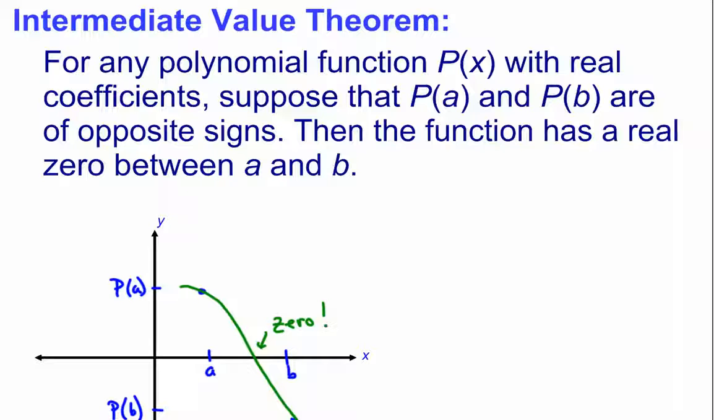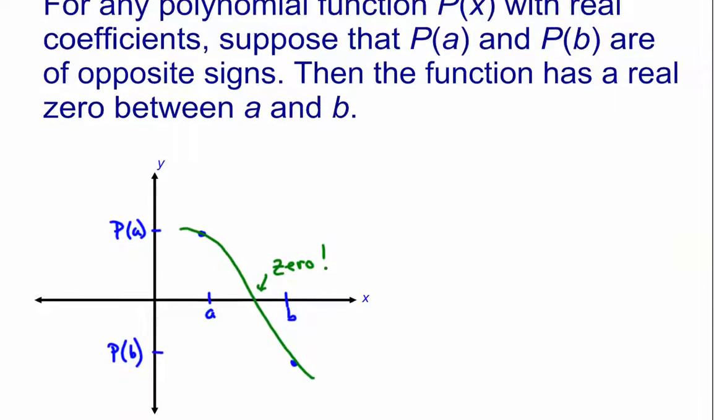This theorem says if I have a polynomial function with real coefficients, and p of a and p of b are of opposite signs, these represent y values because it's a function value, and this first one is the y value associated with x equaling a. This one is the y value associated with x equaling b. And if those two y values are of opposite signs, it tells me I have to have a 0 between that a and b.